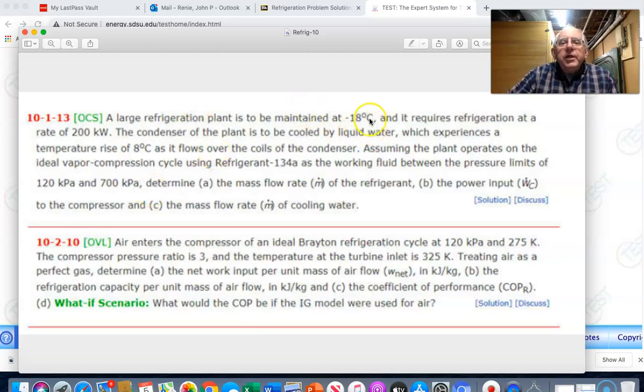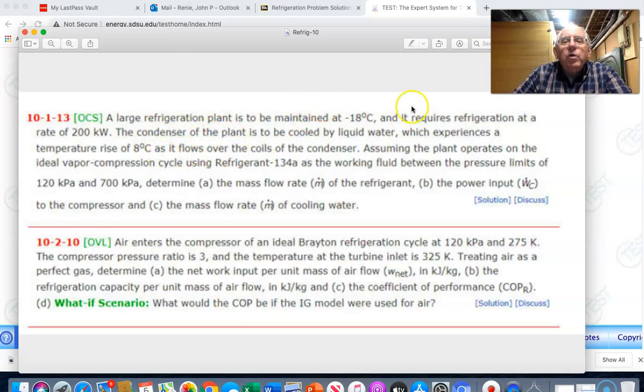And so in this particular case, we're going to set up our four states again. We're going to observe that for this lower pressure, when we look at the temperature associated with the R134A at this pressure, we want to make sure that it is lower than minus 18 degrees Celsius for there to be heat transfer. We're going to start the problem by running 1 kilogram per second through the system and seeing what the refrigeration rate is, and compare it to 200 kilowatts, and then we'll proportionally increase or decrease the flow rate in order to obtain that value.